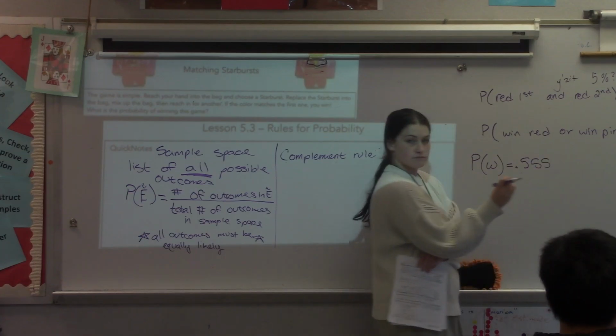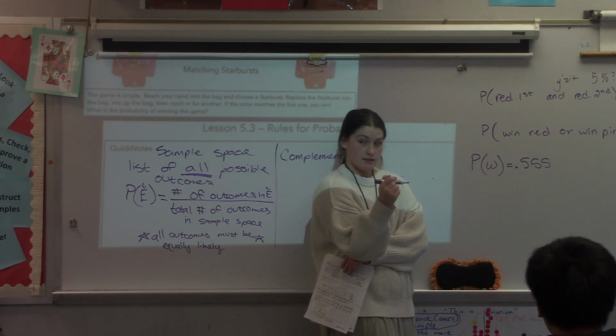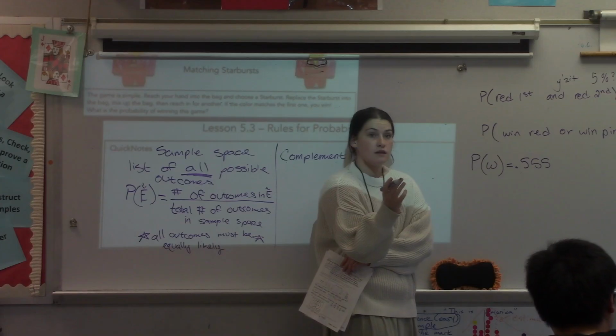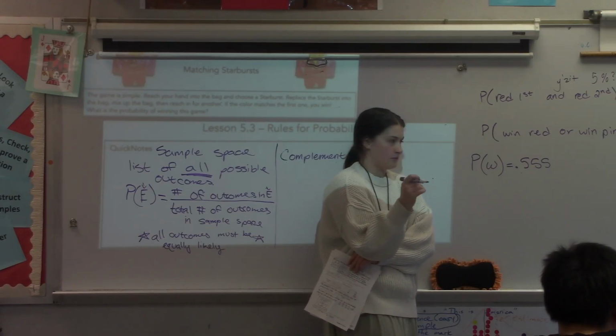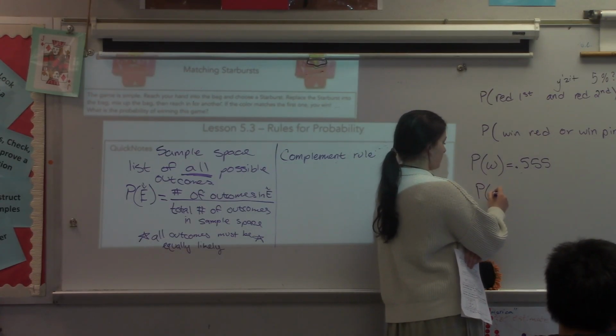So please note the percent of times you would win in the long run is 55.5%. You write down the probability, the second, 0.555 that you win once. This is just an example. Okay. So what would be the probability that we lose?